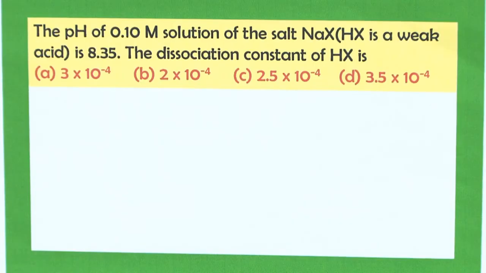The next question is: pH of 0.10 molar solution of a salt NaX, where HX is a weak acid, is 8.35. The dissociation constant of weak acid HX is: option A 3 into 10 to the power minus 4, option B 2 into 10 to the power minus 4, option C 2.5 into 10 to the power minus 4, option D 3.5 into 10 to the power minus 4.